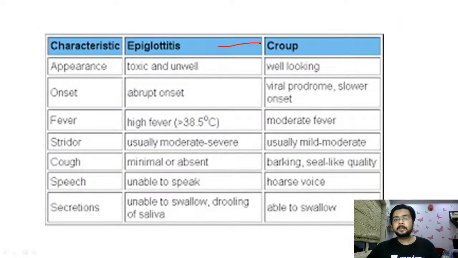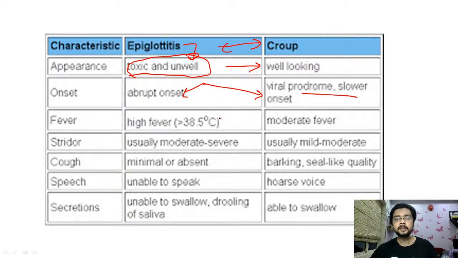Now again, some difference between epiglottitis and croup. These are very basic. In acute epiglottitis, the signs and symptoms will be of a very toxic patient, meaning high grade fever and stridor. But in croup, the patient will be looking a little well. Epiglottitis has an abrupt onset, while croup has a slower onset. Here there will be high fever. In croup there will be moderate fever.